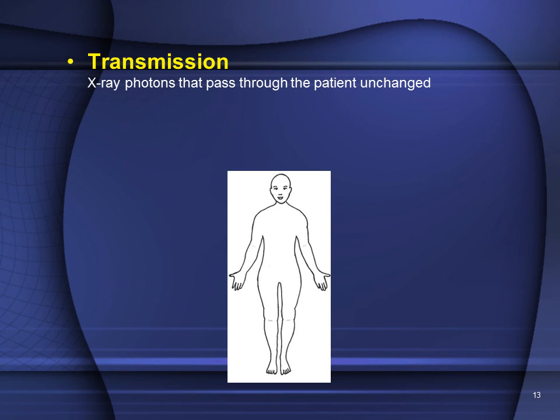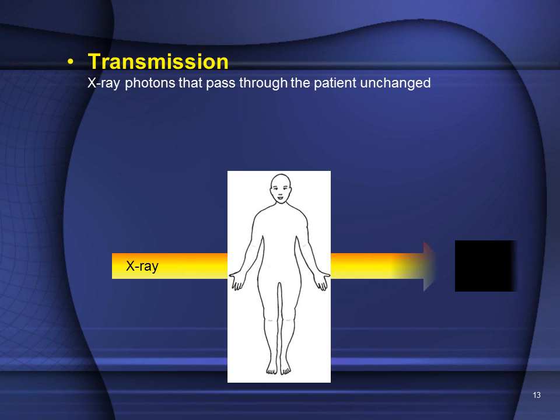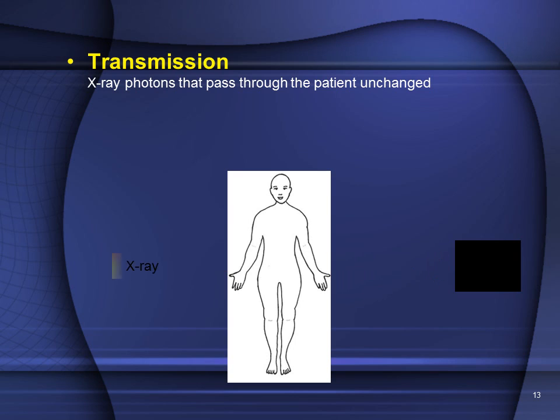This is an example of transmission, where the X-ray photons travel along a path through the body and their energy levels remain unchanged. This usually occurs where the structure that they are passing through has very low density, such as air or gas. And what we see on film is an area of radiolucency indicated by an area of darkness or blackness on the film.